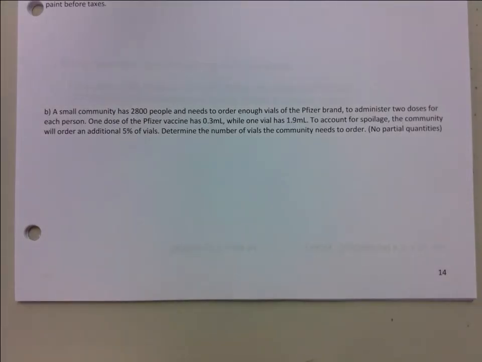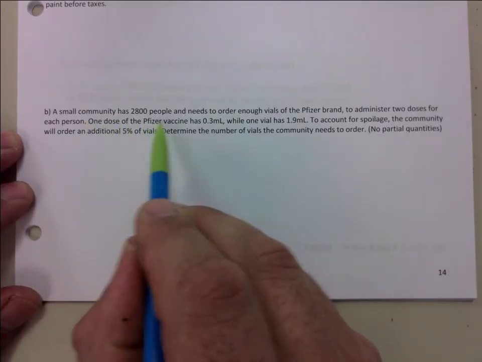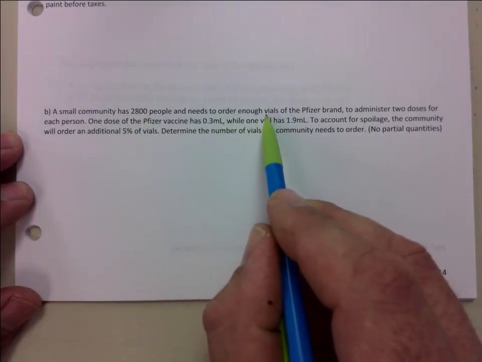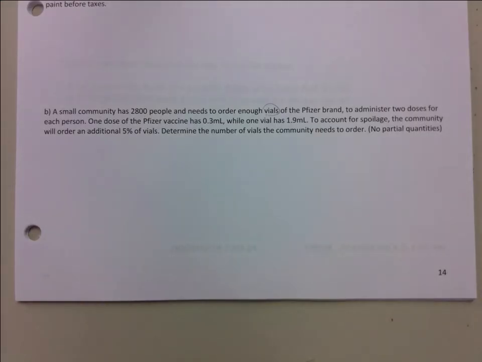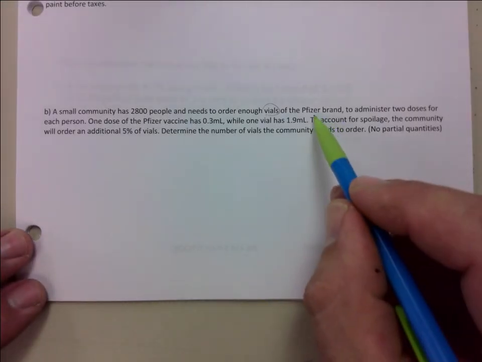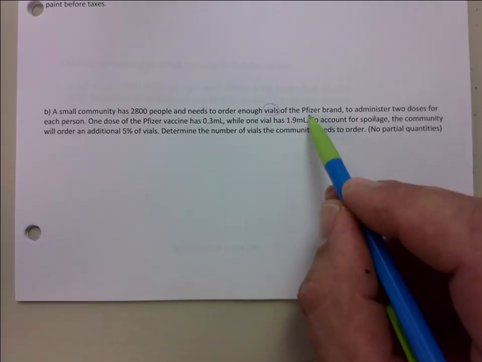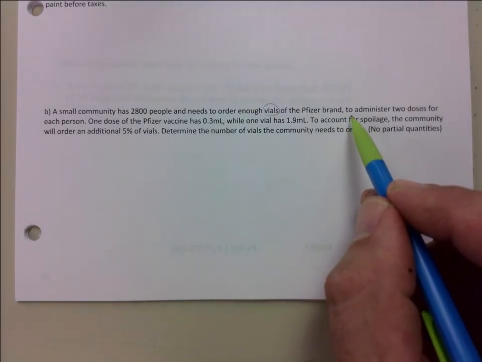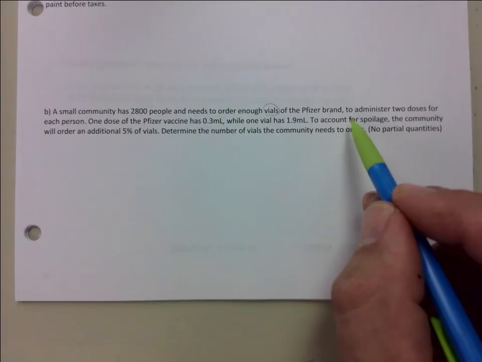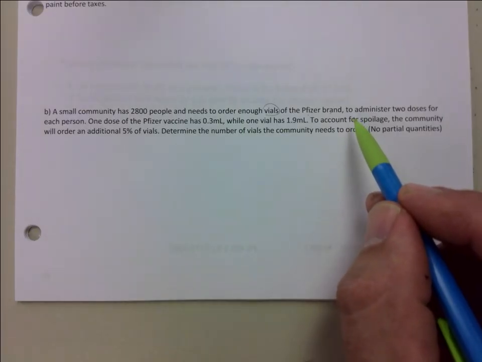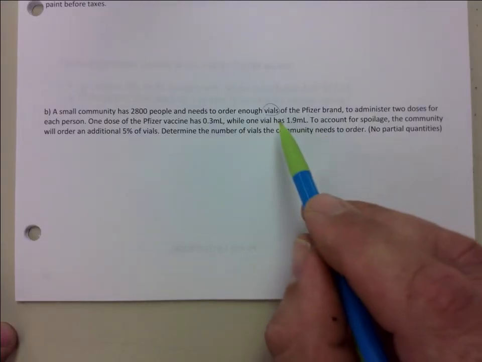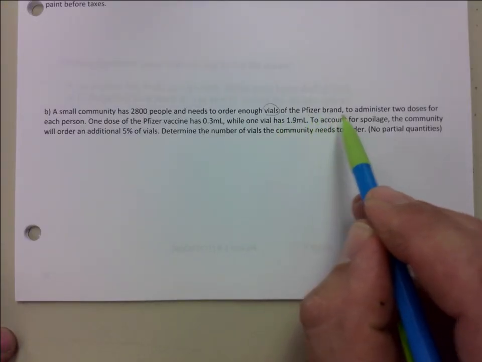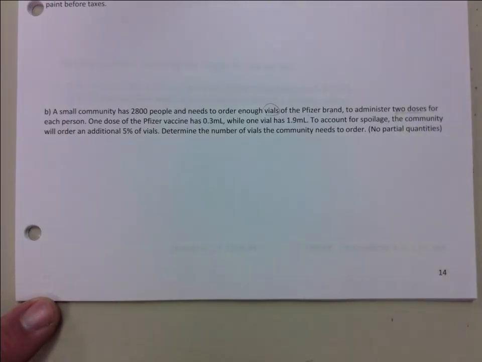Page 14, if you're still wondering, where are we? Page 14, question B at the very bottom there, 4B. A small community has 2,800 people and needs to order enough vials. Okay, so those are the bigger containers that have the vaccine, the chemical, right? Pfizer brand. You can only guess when I wrote this, right? I was probably in my basement and you were all home joining online, right? That's when I wrote this question. Pfizer brand to administer 2 doses, so that's important, right?